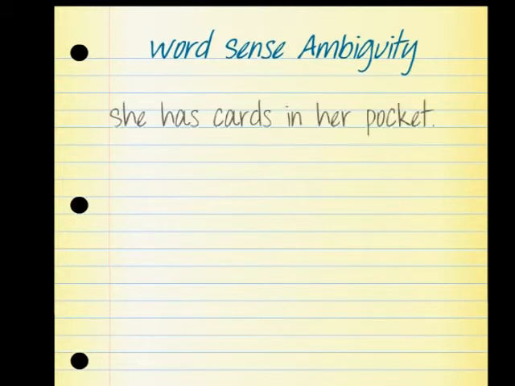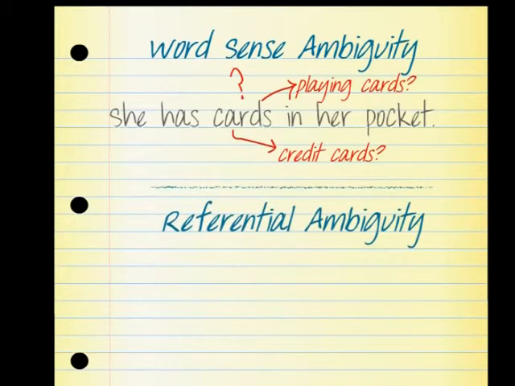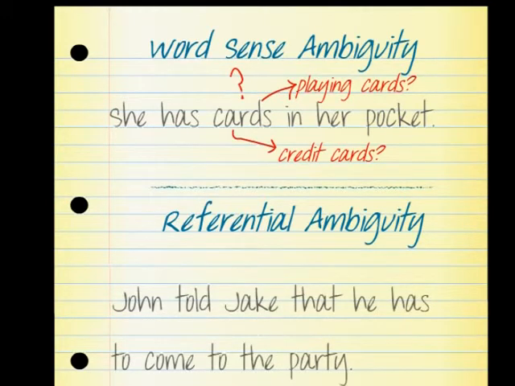The meaning of the word cards in "she has cards in her pocket" is ambiguous. We know it's a noun, but does it mean credit cards or playing cards? When it's unclear what a pronoun refers back to, that's a case of referential ambiguity. In "John told Jake that he has to come to the party," we know that he is a pronoun, but does it refer to John or to Jake?